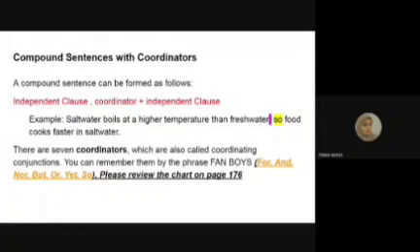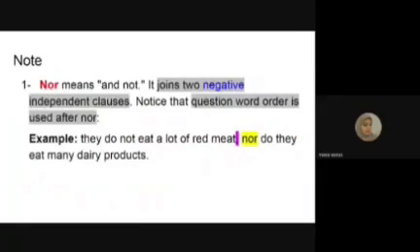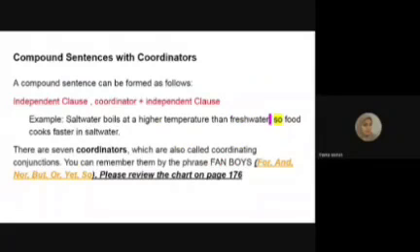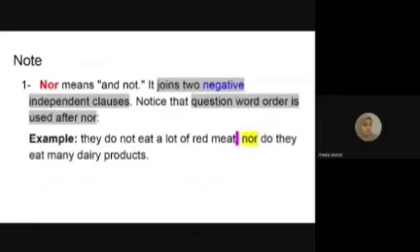So we said the first type of making compound sentences is by using the coordinators. We call them the fanboys. We have seven coordinators. So for nor, we said we have seven: for, and, nor, but, or, yet, so. So nor means and not. That means that it provides a negative meaning. It joins two negative independent clauses. Pay attention to the structure, okay, when you write nor in your sentences.